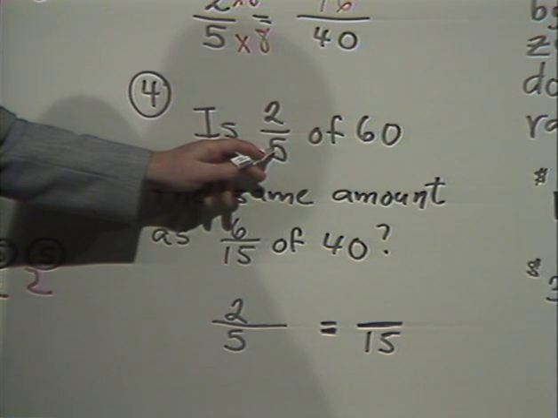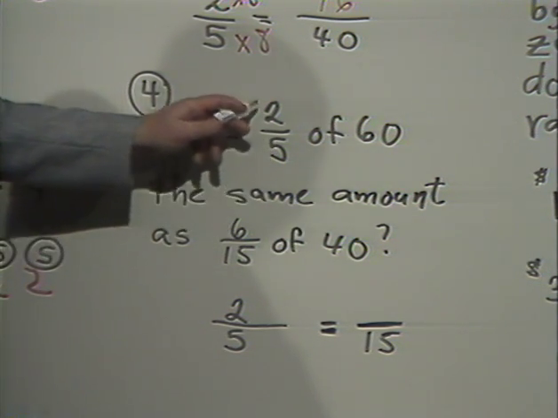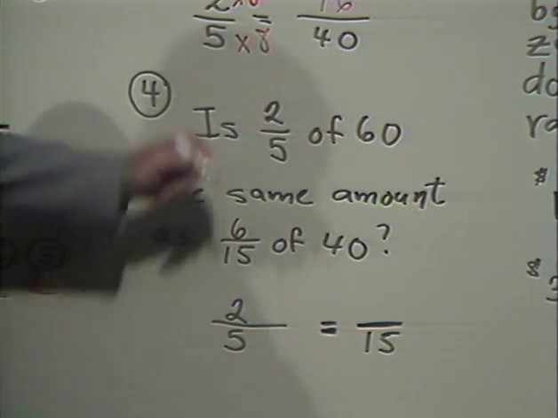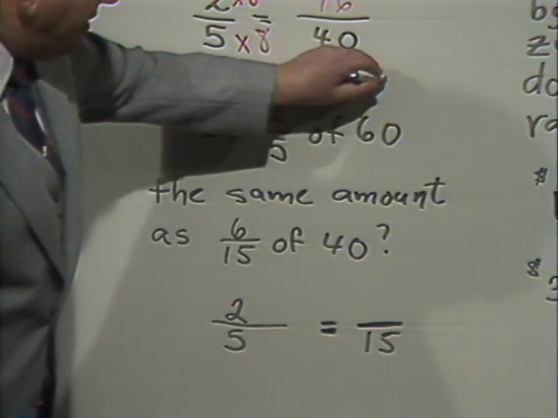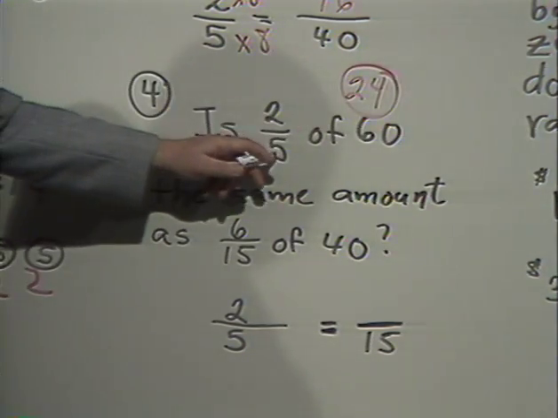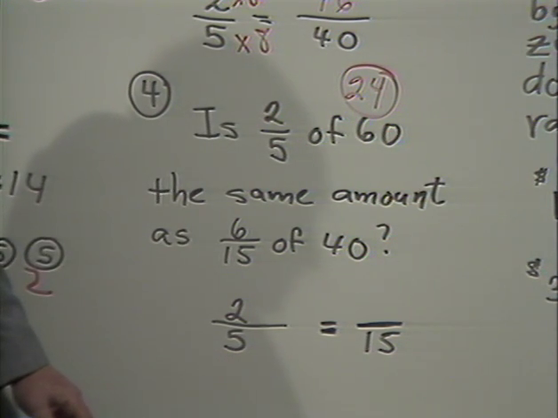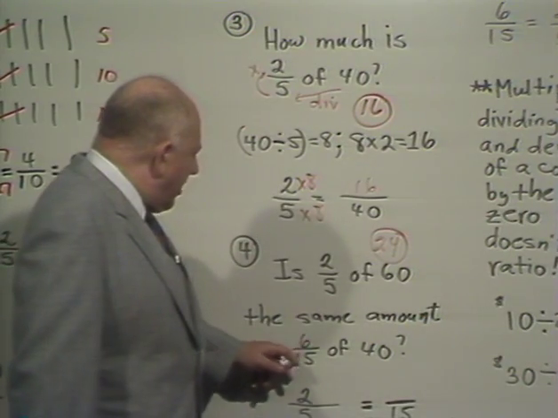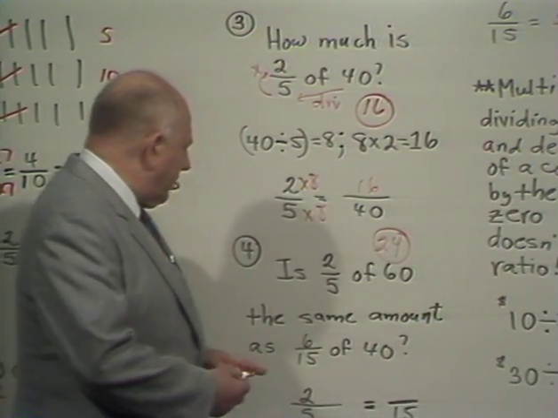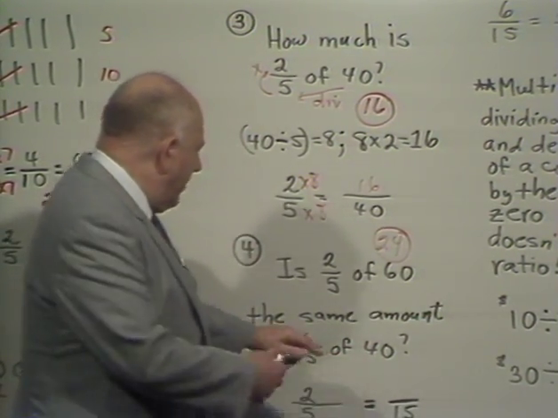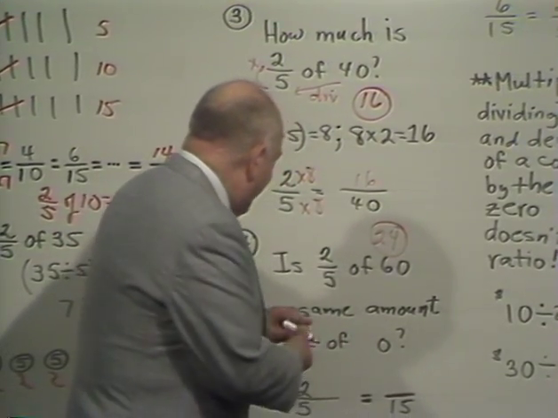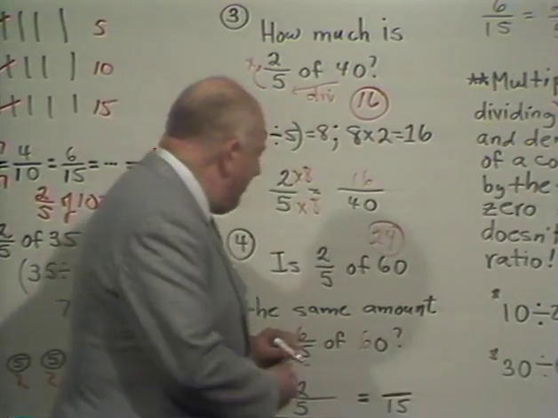60 divided by 5 is 12. 12 times 2 is 24. See, the denominator tells you the size of each part, and the numerator counts how many of those parts you're taking. Let's look at 6/15 of 40. I'm sorry, that's just a misprint. That should be 6/15 of 60. I didn't mean to do that.